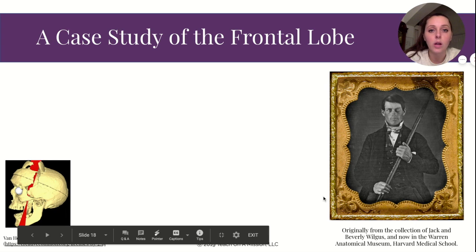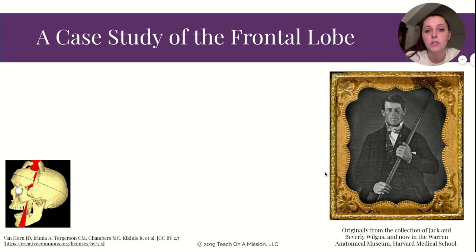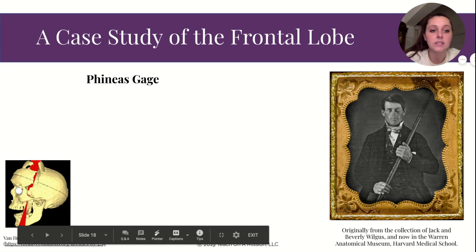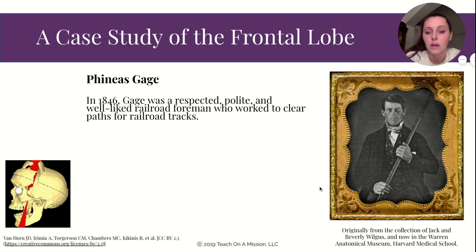Now, how do we know all of this stuff from the frontal lobe? So a lot of it is going to come from case studies, specifically this one that's very familiar. You've probably heard of it before. We're going to talk about Phineas Gage. So that's this awesome dude over here to the right. You can see he's got one eye open, one eye closed. You're about to find out why he has one eye closed.